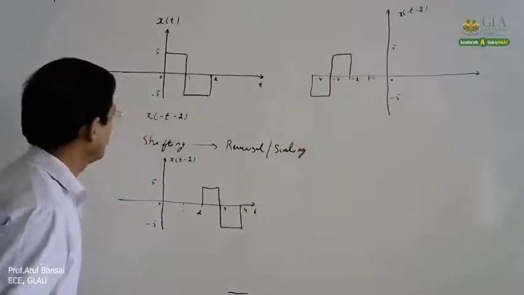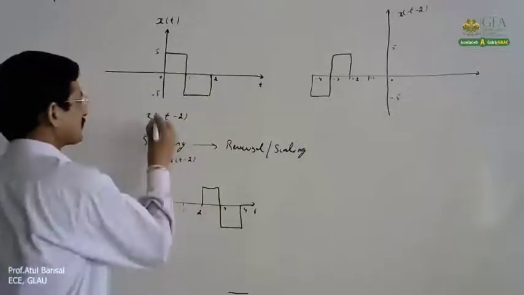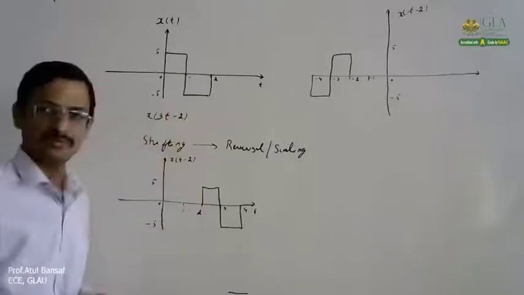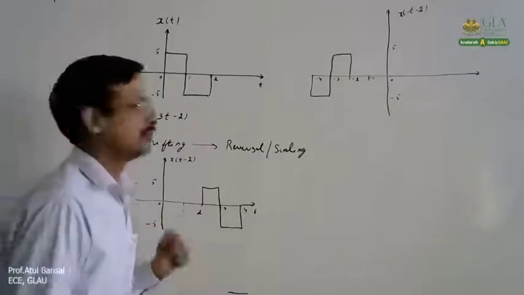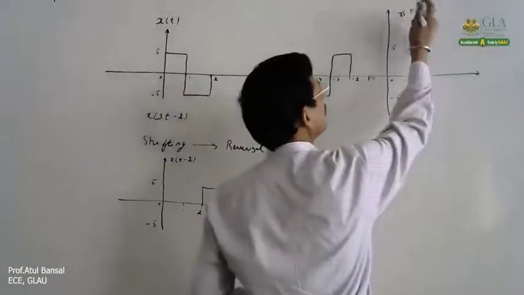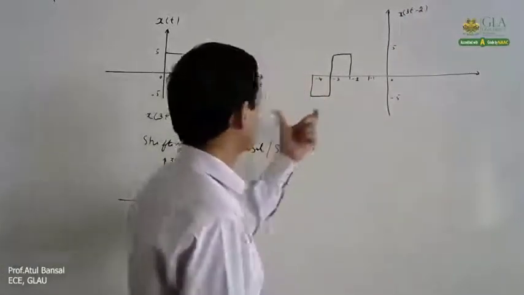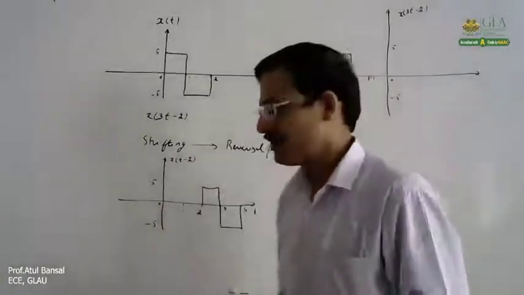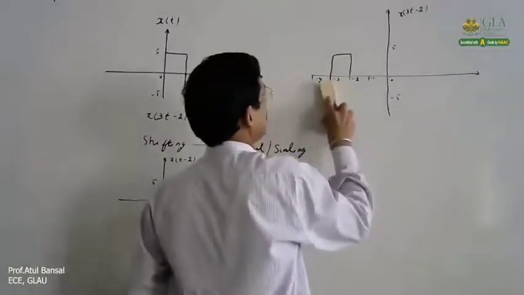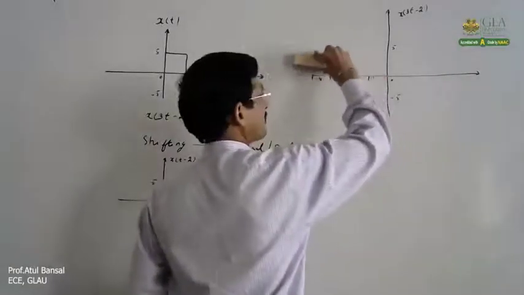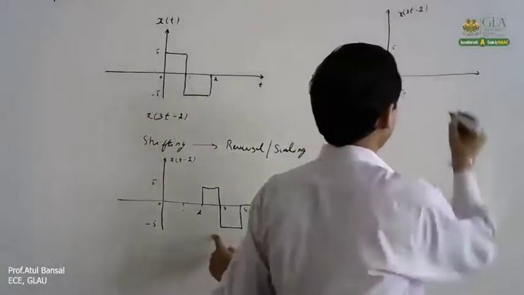Suppose instead of x of minus t minus 2, it was x of 3t minus 2. Again, the steps remain the same. First, we will obtain x of t minus 2. Then x of 3t minus 2 means that each of these time divisions will get divided by 3. But not reversed. This is a positive 3, not minus 3. So the wave shape will remain the same.